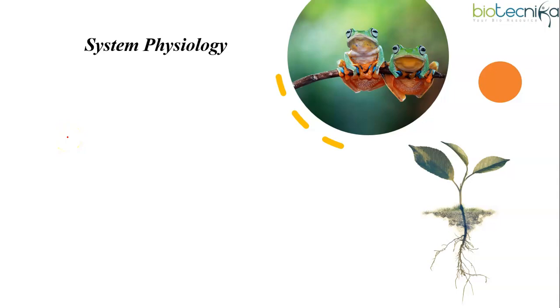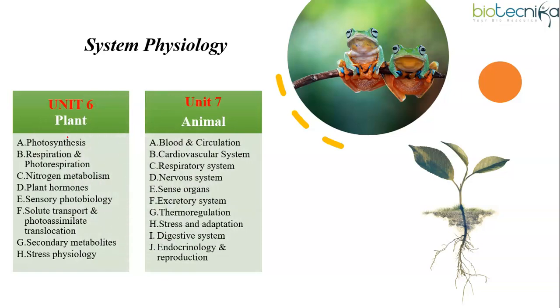Then system physiology. So in system physiology, we have system physiology plant and system physiology animal. So you have a choice between Unit 6 and 7. You need not do both. Any one you can do. Any one system physiology you can prepare for the CSIR NET Life Science exam.